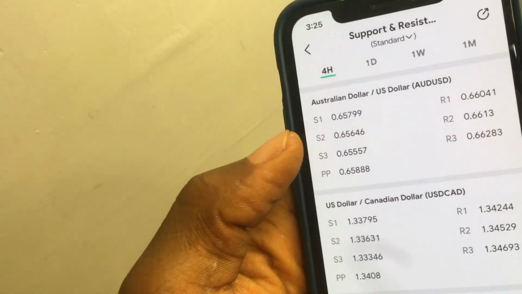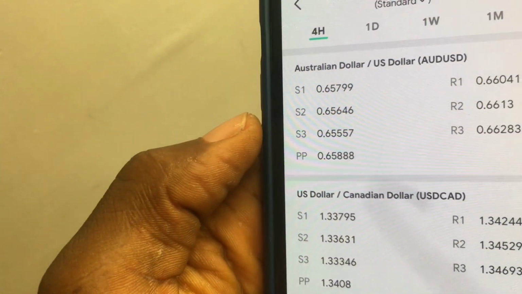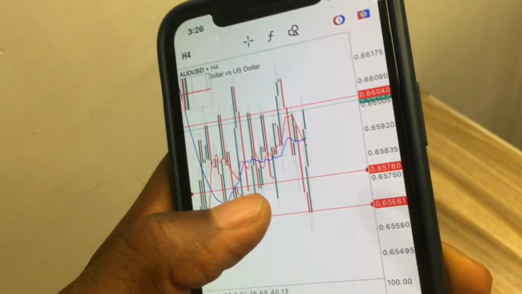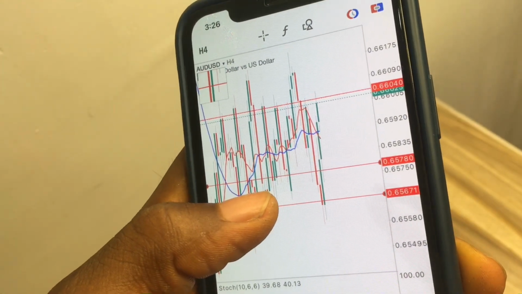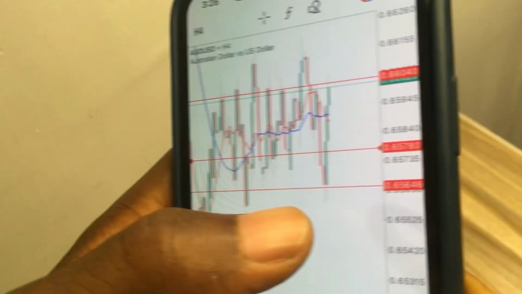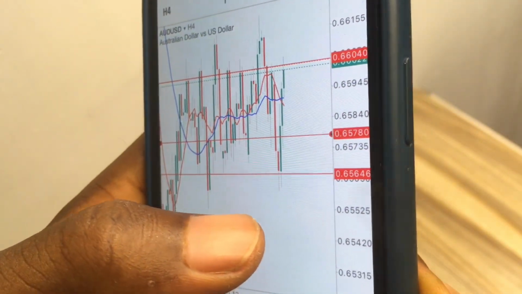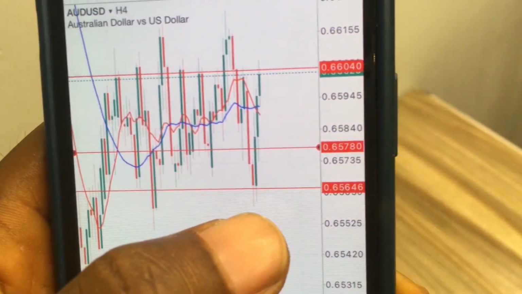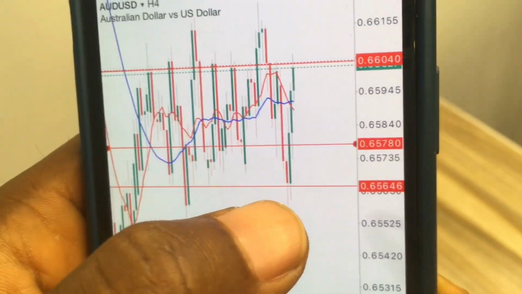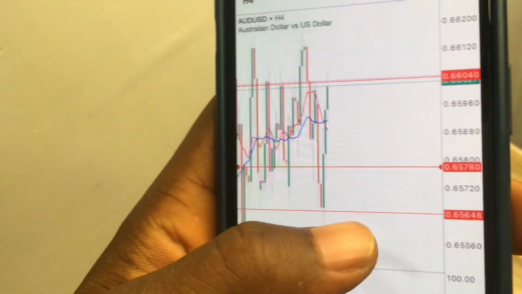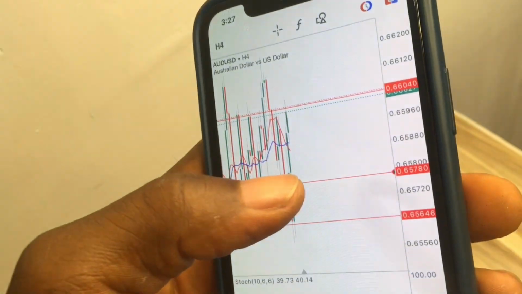Now let's look for the second support in this market. Second support in this market is 0.65646. So we already got that point, 0.65646. Now if you look at it, the first bar the market dropped, it was even this area that it hit, then it went up. So as you can see right here, this Fastball app definitely gives you accurate support and resistance.